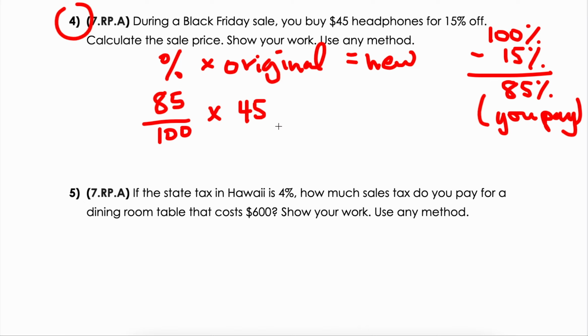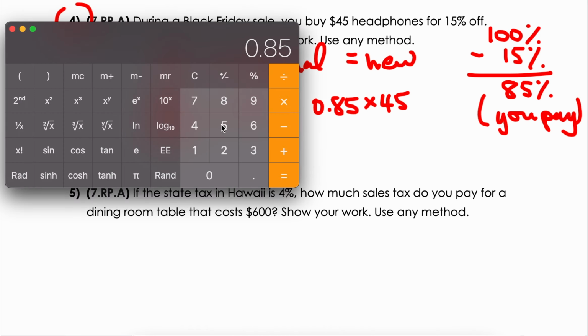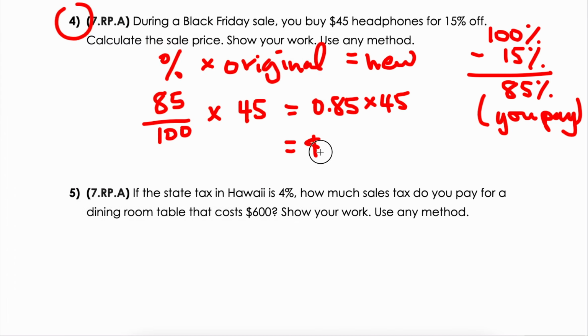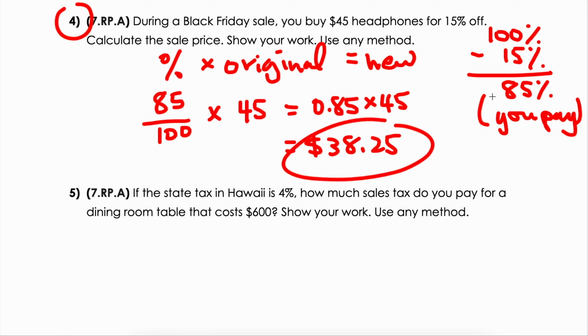85% of $45 would be 0.85 times 45. And I get right to $38.25. And that's because I performed my subtraction first. And I had to know that the percent I actually pay after taking off the 15% is what's left over, the 85%. Either way, using that first method, you can get the answer.